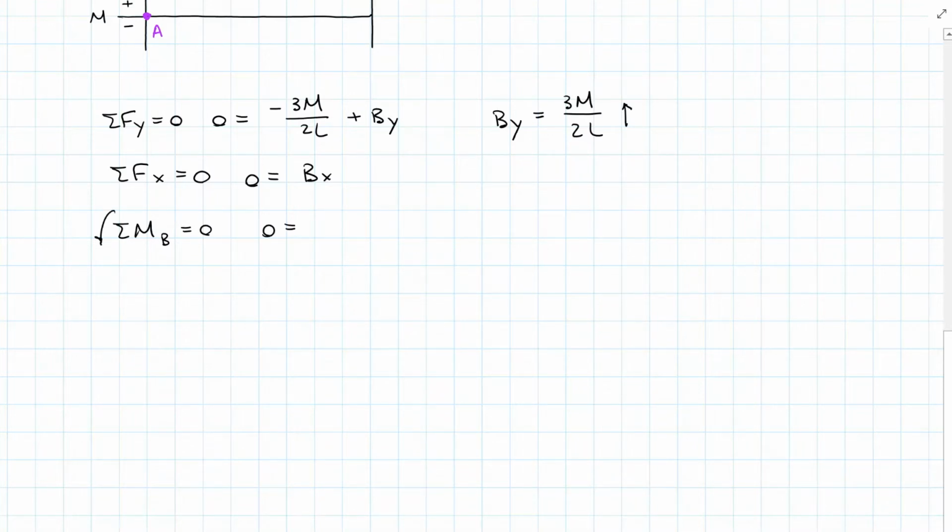and last, summing for the moments about B, I have the moment at B minus the moment load plus AY times length L, and I find that the moment reaction at B is equal to M divided by 2. I get a negative answer, so it is actually acting clockwise.